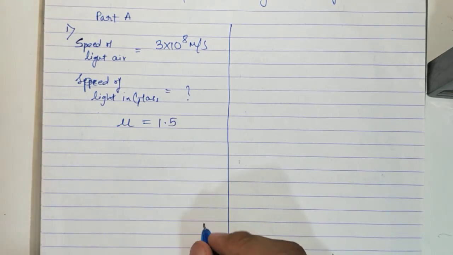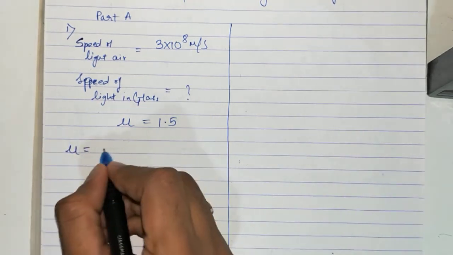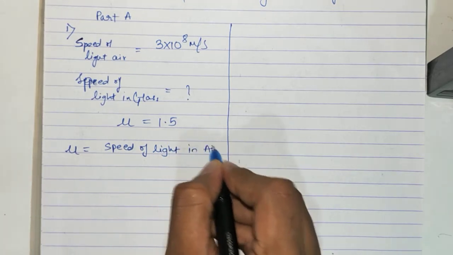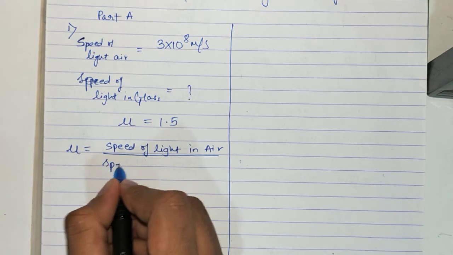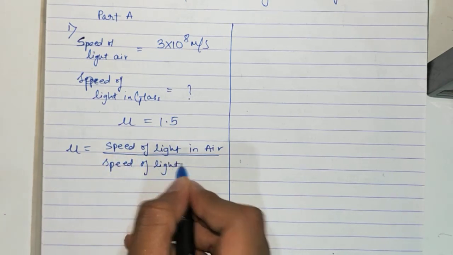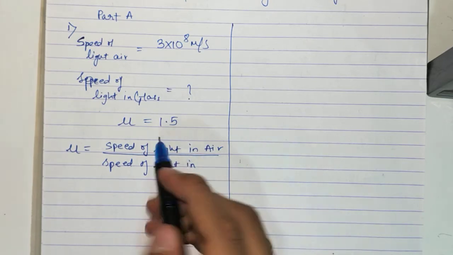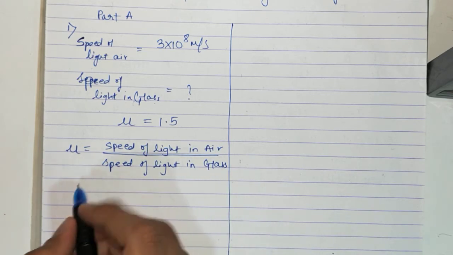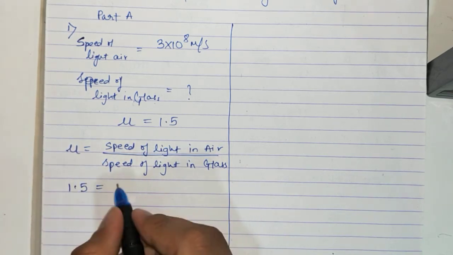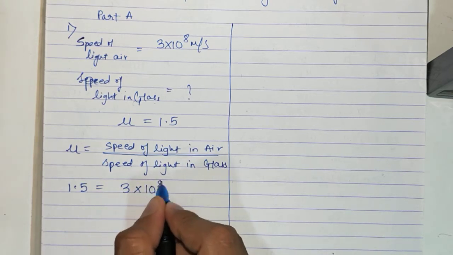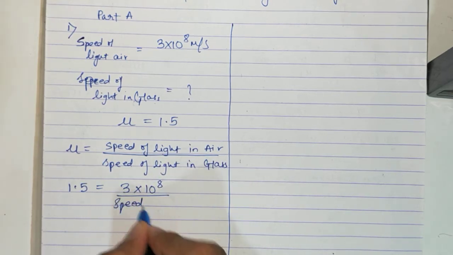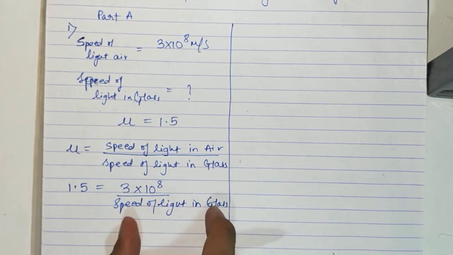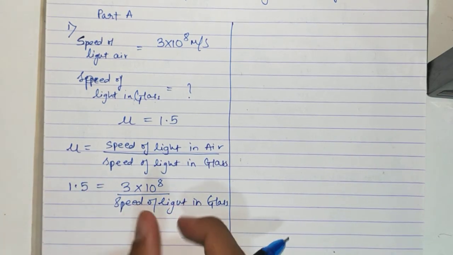Now use the formula. What is the formula of refractive index? It is speed of light in air, or you can say vacuum, upon speed of light in the second medium, whichever second medium is given to you. In this case, they have given you the second medium as glass. Okay, so the refractive index is 1.5 equals speed of light in air, 3 into 10 raised to 8, upon speed of light in glass. Now what will happen? The speed of light in glass will go here and 1.5 will come down.